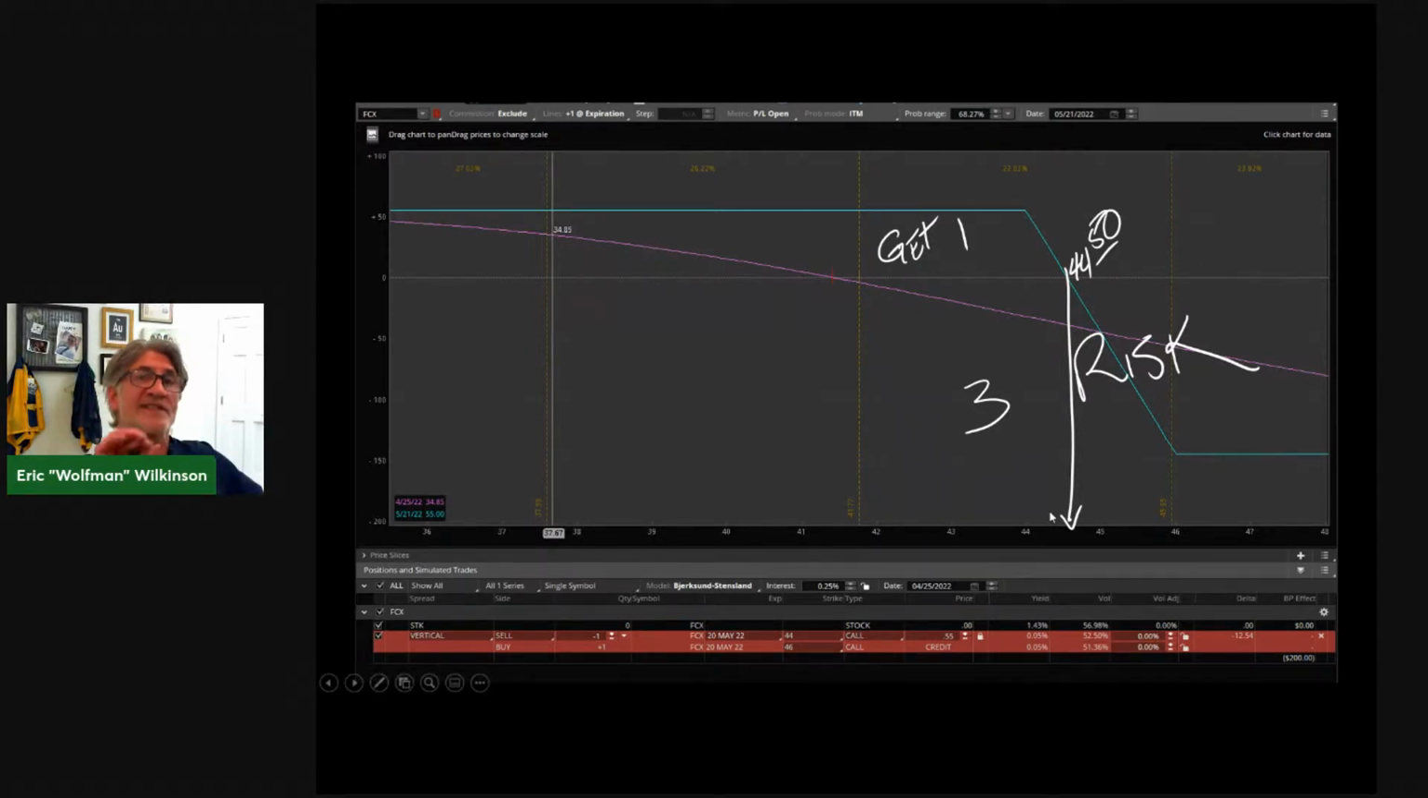Because remember, when we're selling this strategy, we're selling inside of 35 days to expiration. So there's not a whole lot of time, and theta is working in our favor. So we try and get all of those things working in our favor before we start getting started.